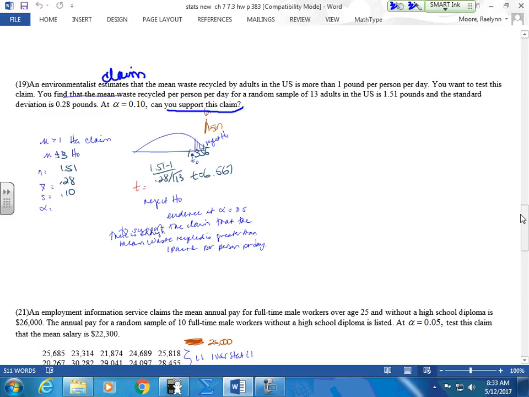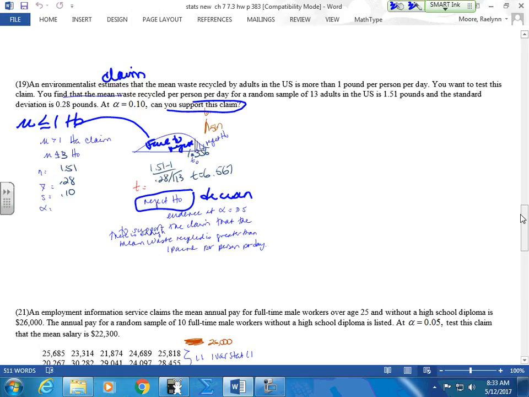Because you can say, can I support this claim? Can you support it? So you test that claim. That's the claim they made. It's greater than. That's where the tail comes from. The H0 is less than or equal to 1. So pull out your information, find your critical value. Again, label these parts. Once you spot this, this is your decision.